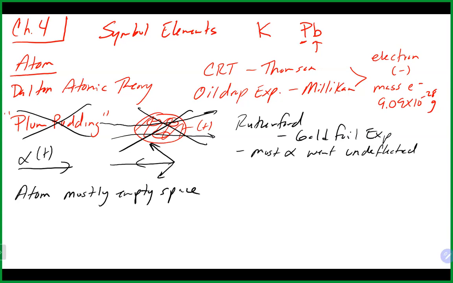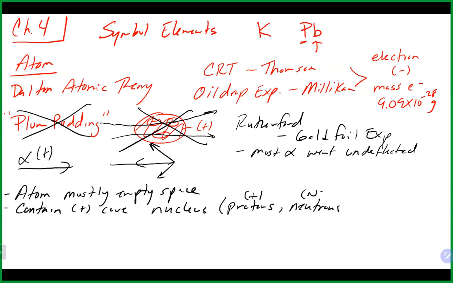And that's why most of the particles had no problem. They just sailed right through. It did contain a dense positive core, which is known as the nucleus. Later studies found that the protons, which are positively charged, are found in the nucleus, along with the neutrons, which have no charge. And they said that the electrons are out in the empty space, moving around in a pretty random motion.